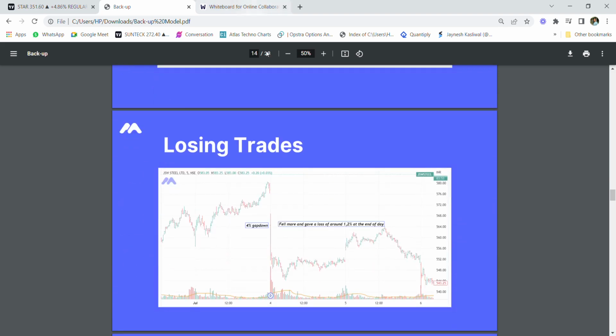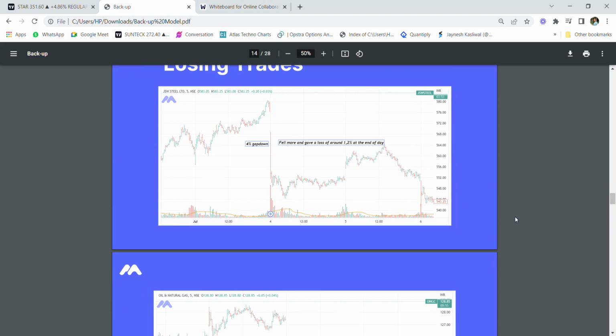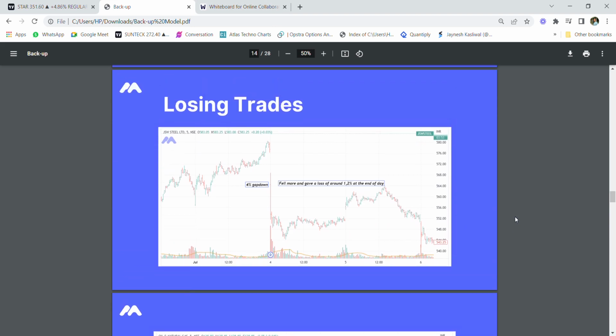Right. So apart from that, there are many other losing trades also for this particular strategy, as we need to know the pros and cons of the strategy. We need to know the winning and the losing trades. So generally what happens is, if the stock opens a huge gap down and there is a follow through, then the stock may stay sideways for that particular day, and it may or may not pull back, right?